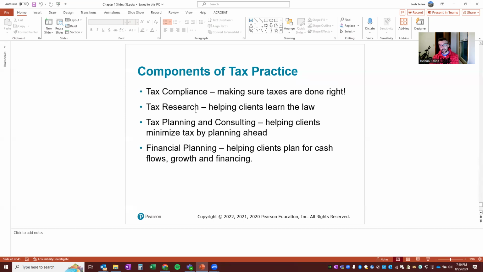Tax research, helping find some law. That's when you start to get a little more into it. You start researching some tax cases. A client wants to take a certain position on a tax topic. It's making sure that that stance, one, is reasonable and valid and can be argued, and two, finding cases to support that. Tax planning and consulting, helping clients minimize tax by planning ahead.